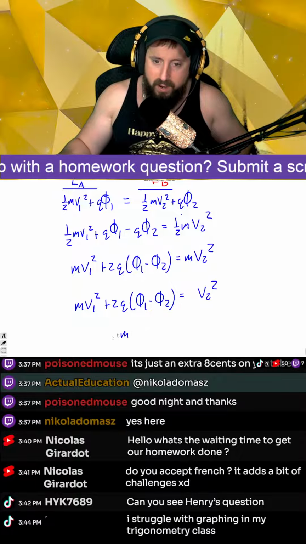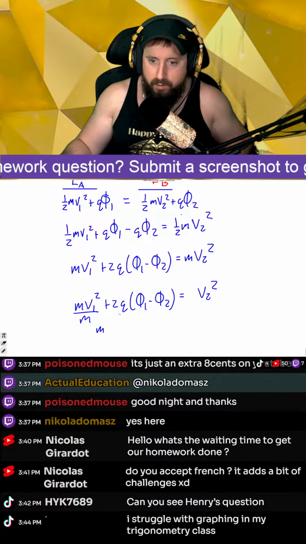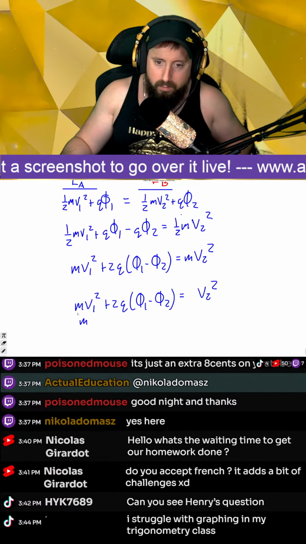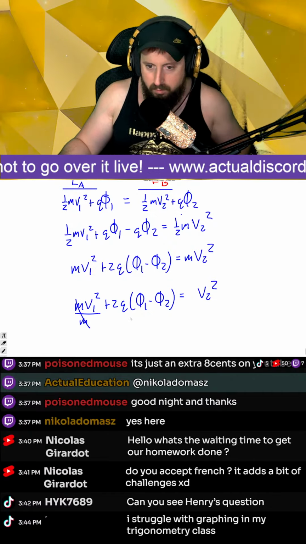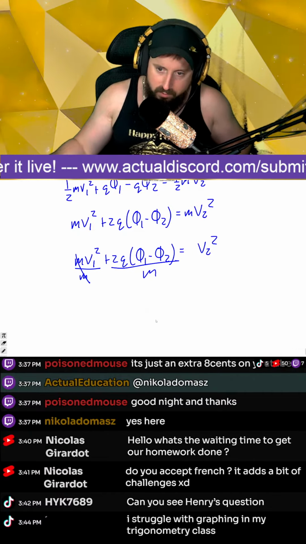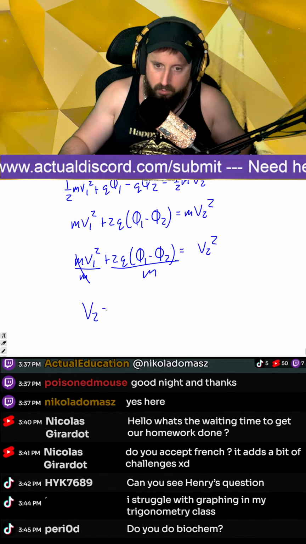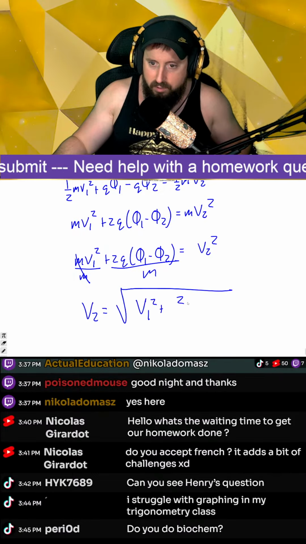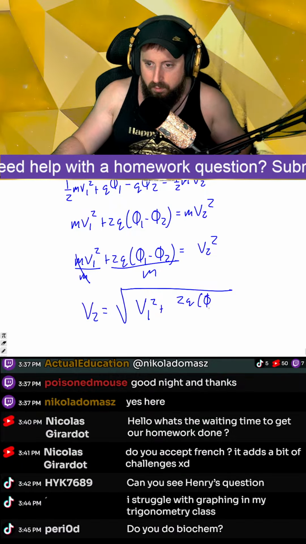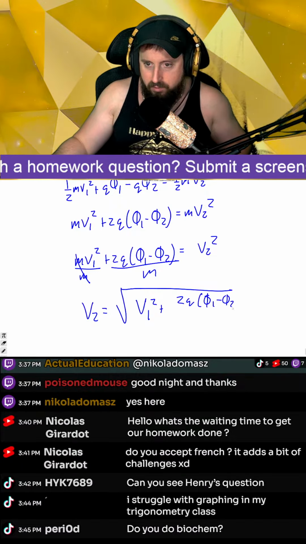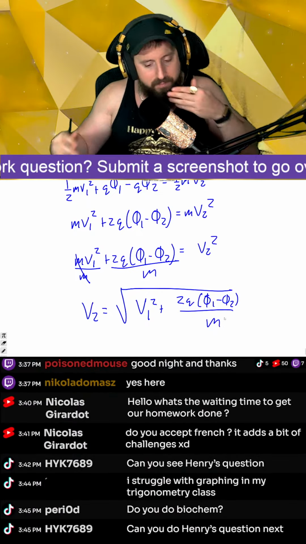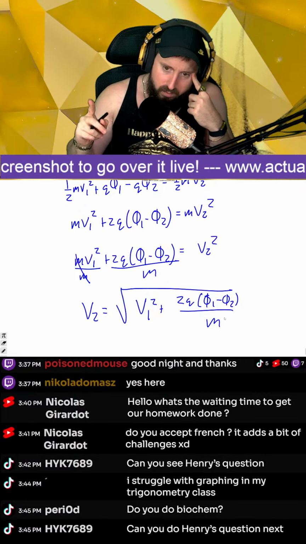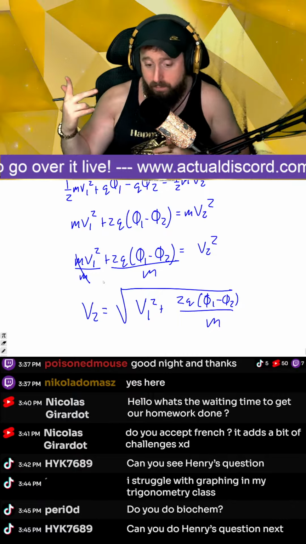So if we divide everything here by m now, this all goes over m. This is over m, and then we can square root both sides. So I get v2 is equal to the square root of v1 squared plus 2q(phi 1 minus phi 2) all over m. And let's see if this makes sense. If my potential goes down, my velocity should go up, right?